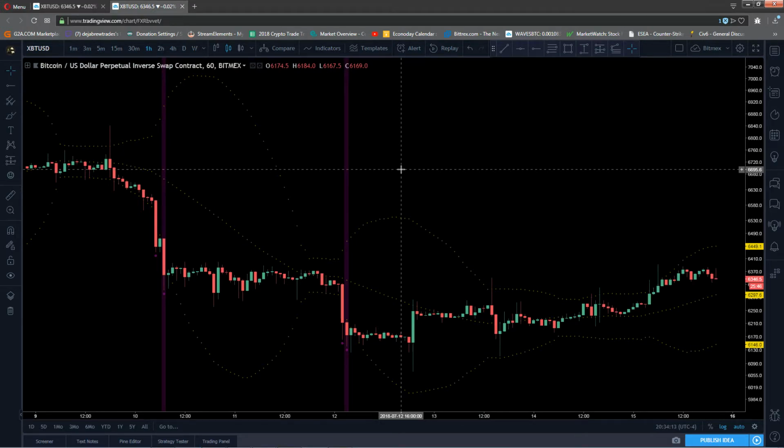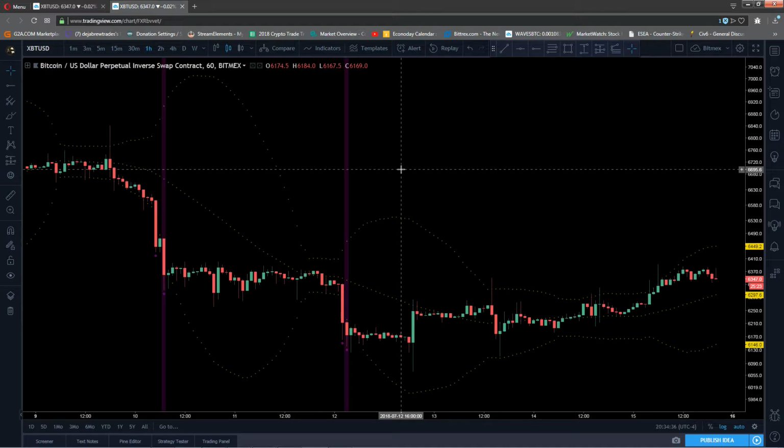So the upper gold dots or the lower gold dots are what the divergences are found on. So when price exits the upper band or the lower band, if it has a CCI divergence from the last time that it exited, it will give you a signal. It will give you either a bullish signal or a bearish signal.